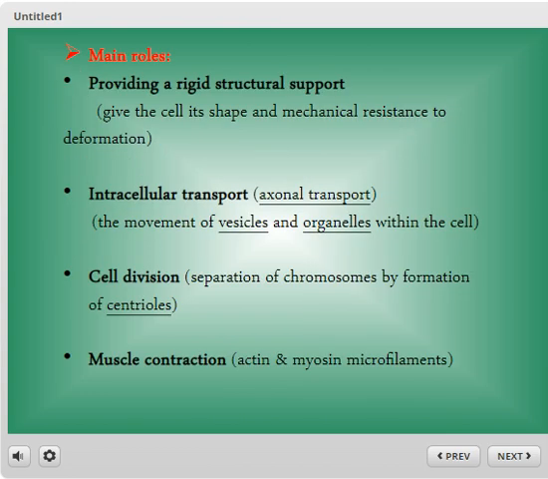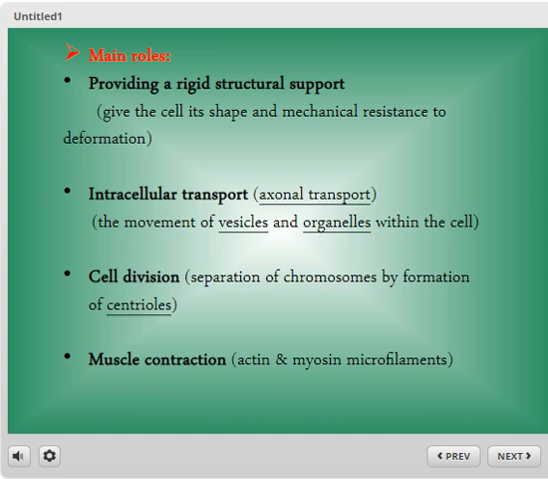The main roles of the cytoskeleton are providing rigid structural support, giving the cell its shape and mechanical resistance to deformation, and intracellular support, for example, axonal transport. This transports some vesicles and organelles, allowing movement within the cells. And another role of this structure is cell division.